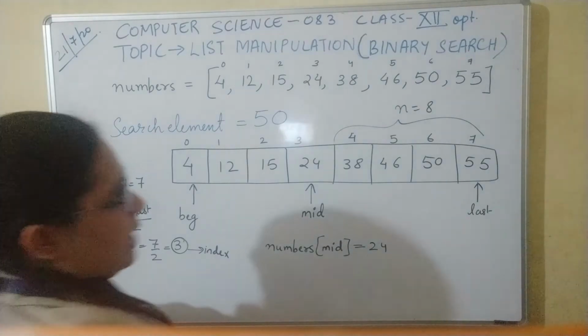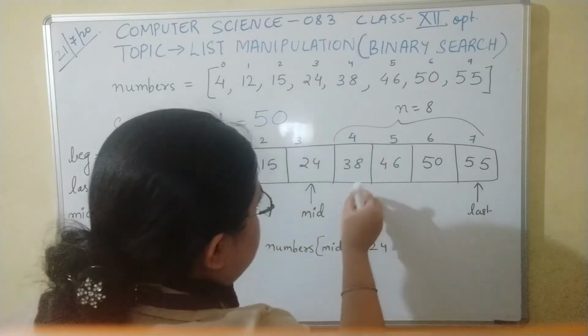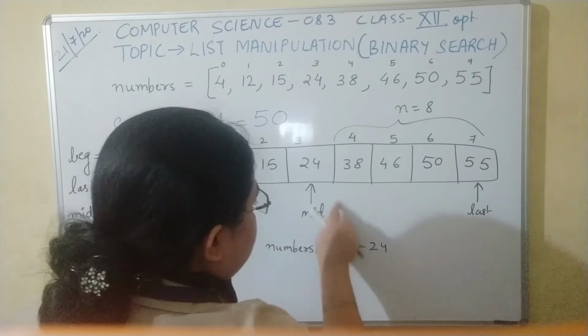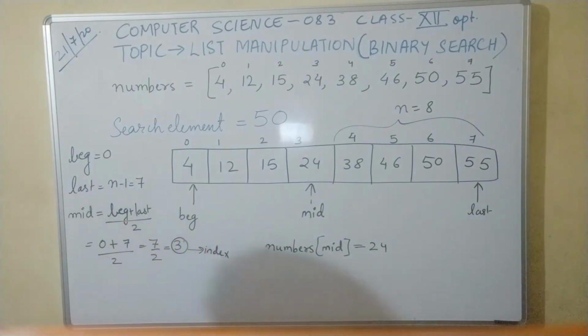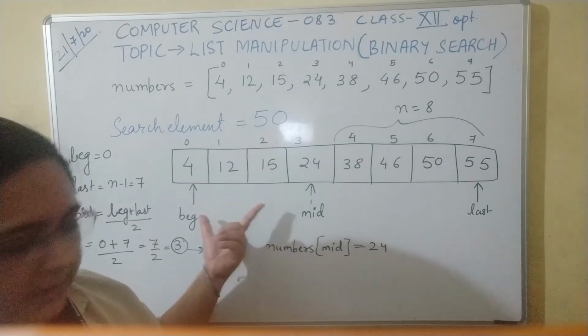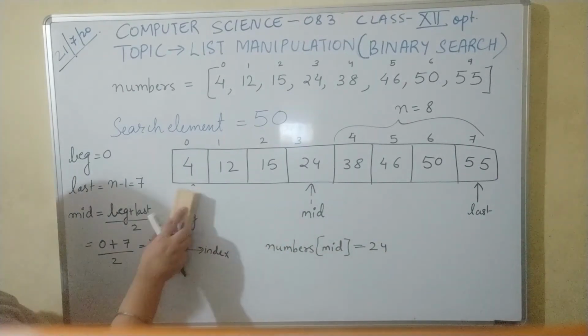Understood? So now how to do this? Over here we have to again calculate mid. So let's calculate mid again, but before that we will be resetting beg.